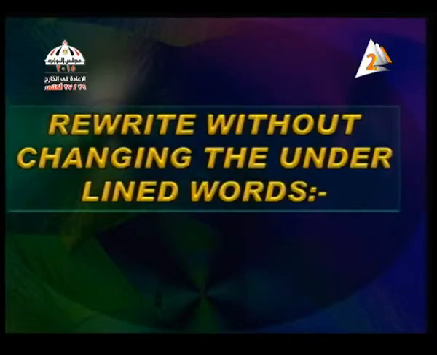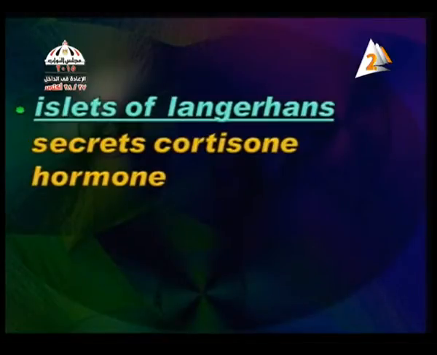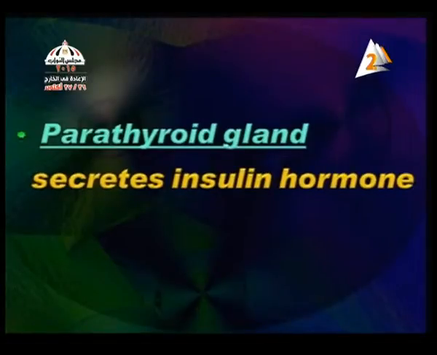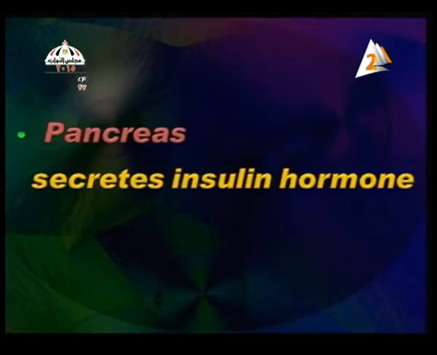Rewrite and change the underlined words. Islets of Langerhans secretes cortisone hormone. The correction: cortex of adrenal gland secretes cortisone hormone. Very good. Parathyroid gland secretes insulin hormone. Well done. Pancreas secretes insulin hormone through beta cells.